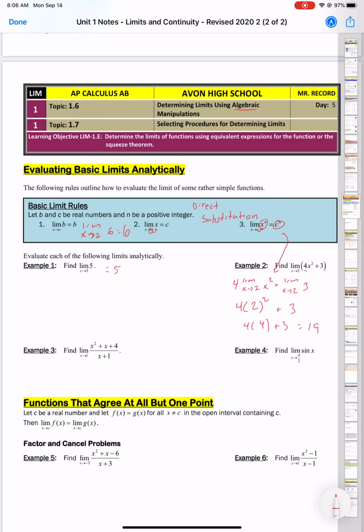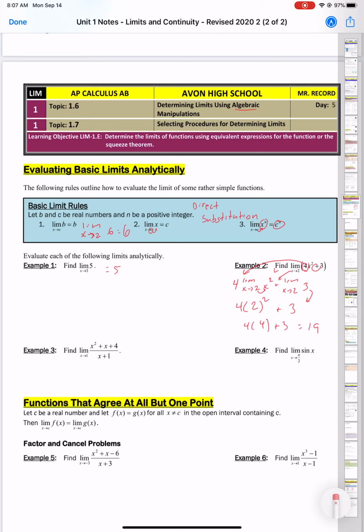So I could use 3 different limit properties here. I could use the scalar multiple property to pull the 4 out front, use the sum property to split this apart into 2 different limits, use the constant property to say that limit is just the constant itself, and use the direct substitution property to just plug in the 2.